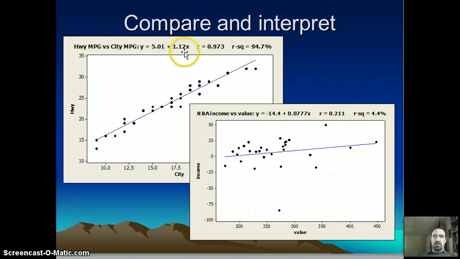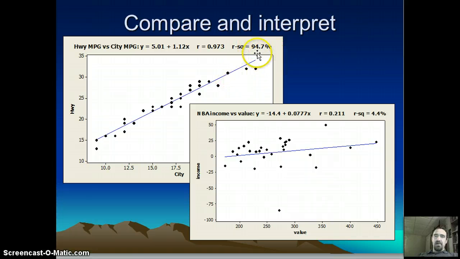But 1.12, that says if your city miles per gallon goes up 1, the highway would be predicted to go up 1.12. In other words, just about the same. So as city miles per gallon go up in cars, highway miles per gallon go up about the same amount. R being 0.97 is very close to 1. That means it's a very strong linear correlation. And R squared of 94.7 tells us the same thing in general. This is a very strong linear model.